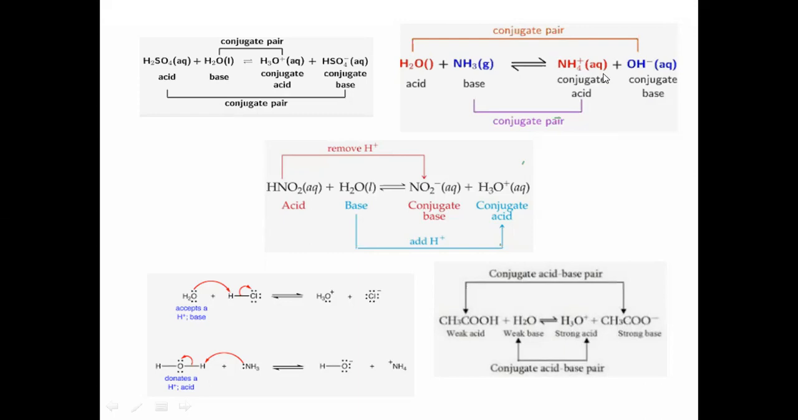Therefore, on the right-hand side, this is an acid, and this is the base. So what happens? The water and the OH minus are a conjugate acid-base pair. Similarly, ammonia and the ammonium ion are a conjugate acid-base pair. But if you compare these two things, here water is acting as a base, here water is acting as an acid. Therefore, one single substance which can act as a base and as an acid under different conditions is called an amphoteric substance. That is amphoteric.